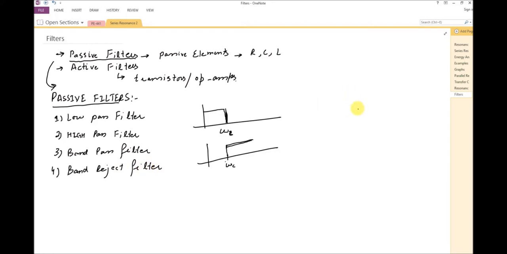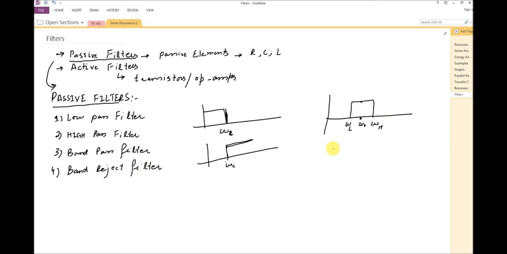For the band pass filter we have two different frequencies. The first one is the lower cutoff frequency and the second one is the higher cutoff frequency. There is a center frequency omega naught at which the gain value is maximum. Before the lower cutoff frequency no signal passes through the filter, and after the higher cutoff frequency no signal passes through the circuit.